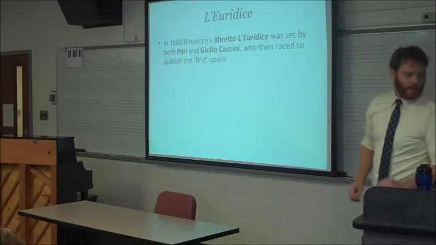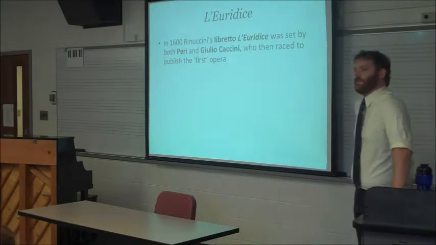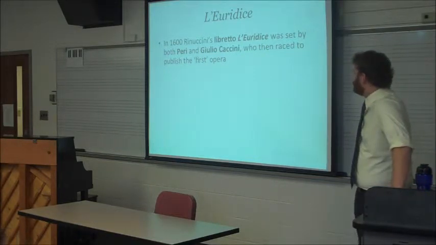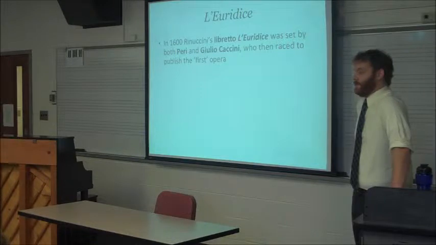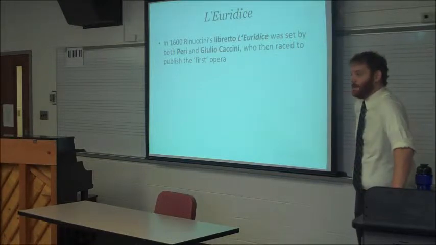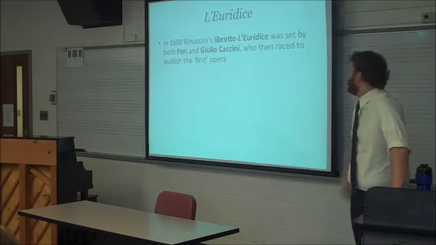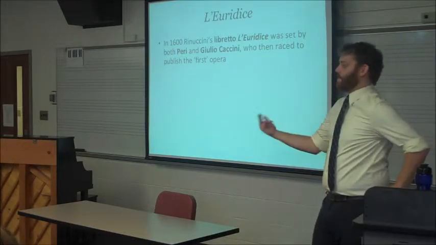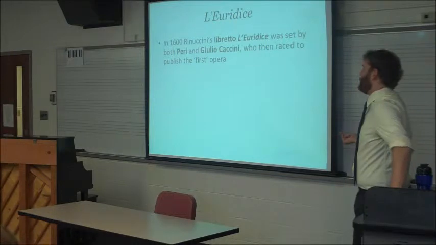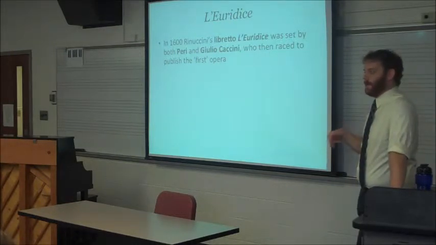So let's talk about one of the first surviving operas, or the first surviving opera, and that is Eurydice. It is based on Rinuccini's libretto. The text, his famous libretto, which was later sold, was set by two composers: Jacopo Peri, who we just mentioned, the setting of Daphne, and then Caccini, who we listened to last time and talked about.